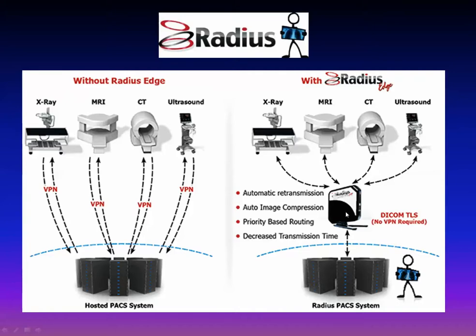So what Radius did is they came up with something called an edge gateway, and that's this box here. It's about the size of a modem, and what it does is it has a secure connection from itself to the PAC system off-site, so there's no reason to put a connection there, and then you can just send directly from the modality to the gateway system here without having to put a VPN in. So it makes things a lot easier for the customer.